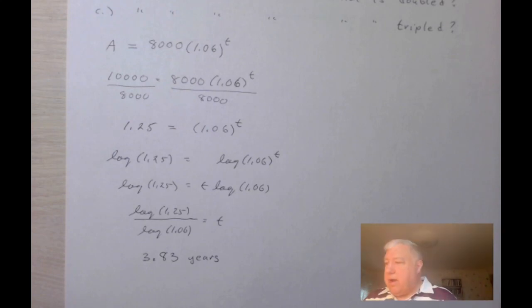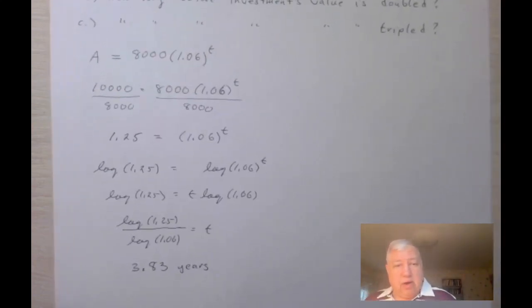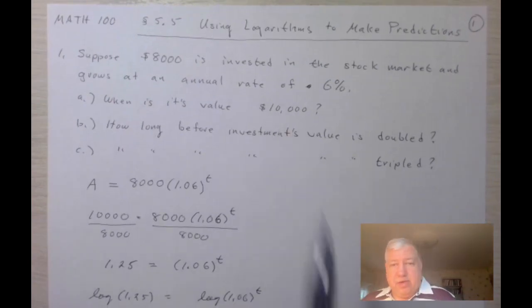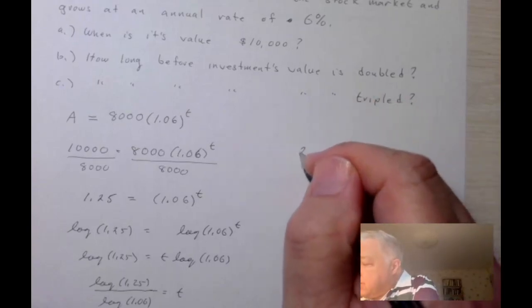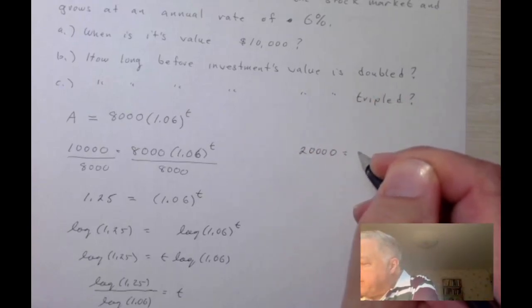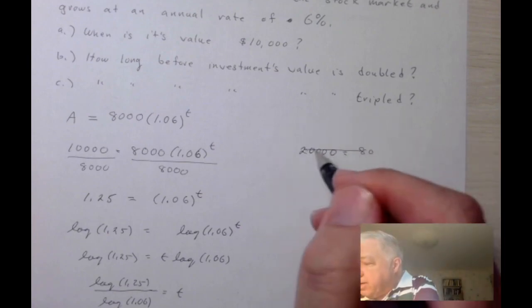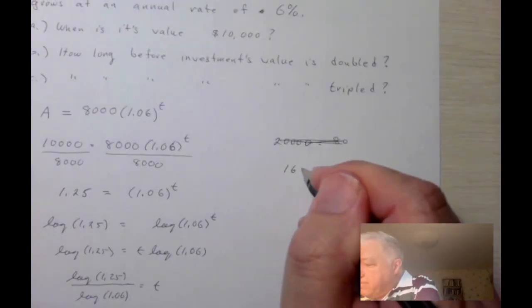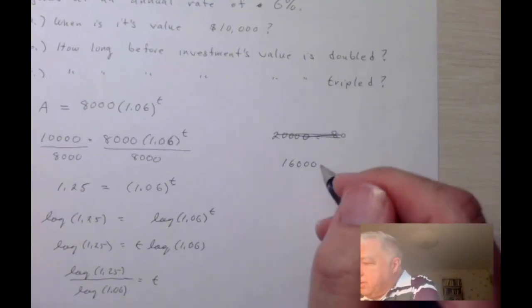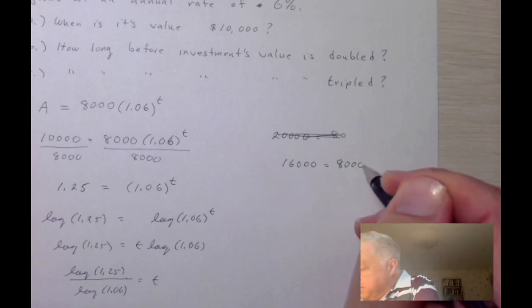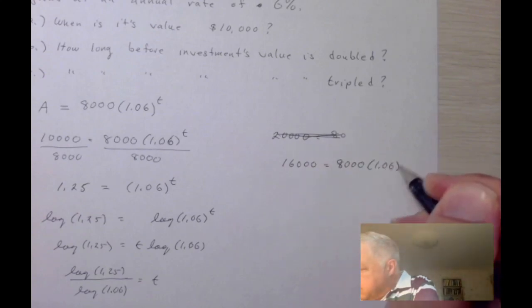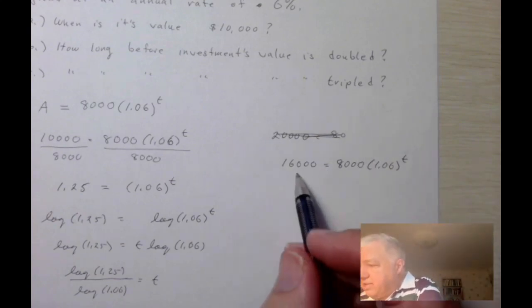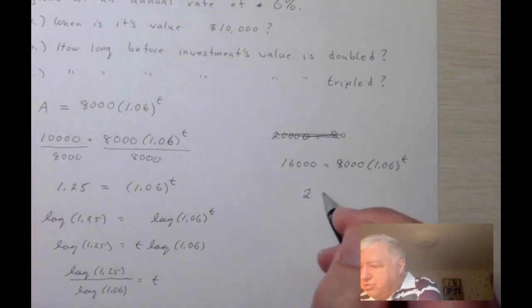Now, as for the second part, how long would it take to double? Well, doubling it would be 20,000. Okay, sorry, 16,000. Sorry, I was thinking about this. Our initial investment was 8,000, so doubling it would be 16,000. If we once again divide by 8,000, we get 16,000 divided by 8,000, which is 2.